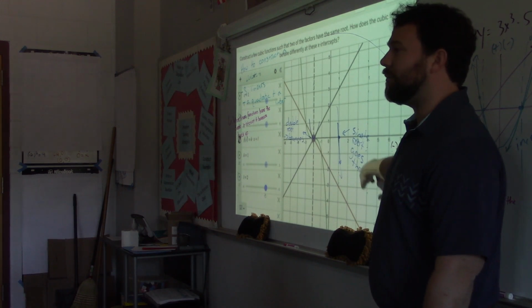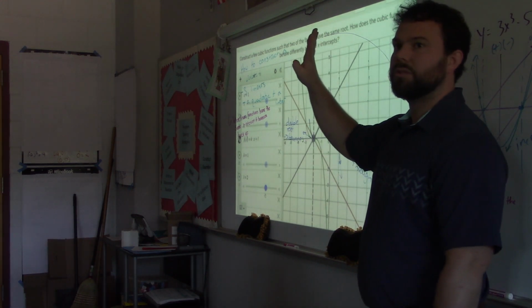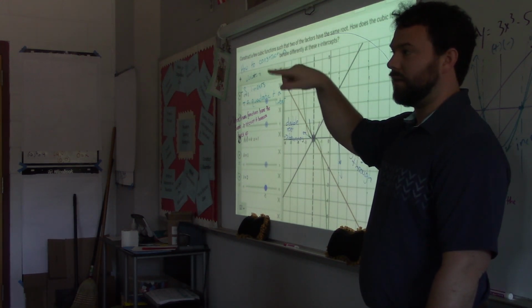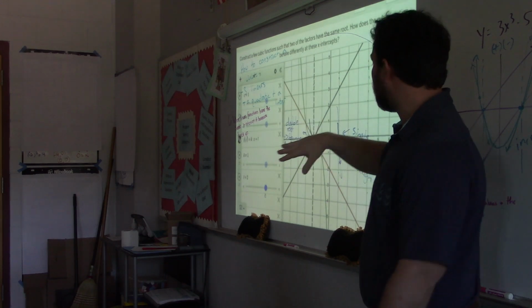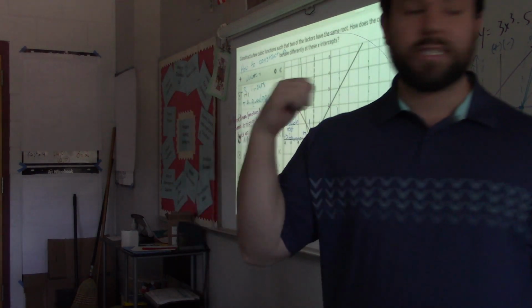Any guesses what's going to happen when you have 4 roots? It's going to bounce. And so we're going to play with this some more, but I need y'all to make sure that you take these notes.